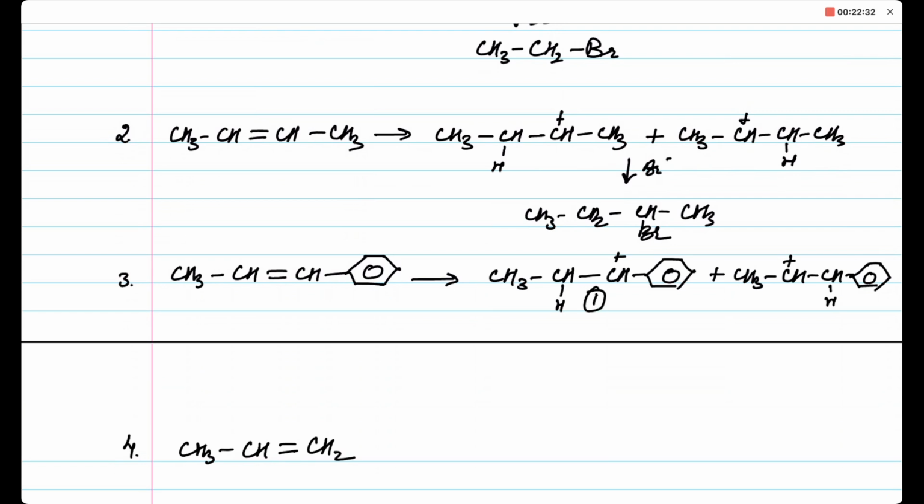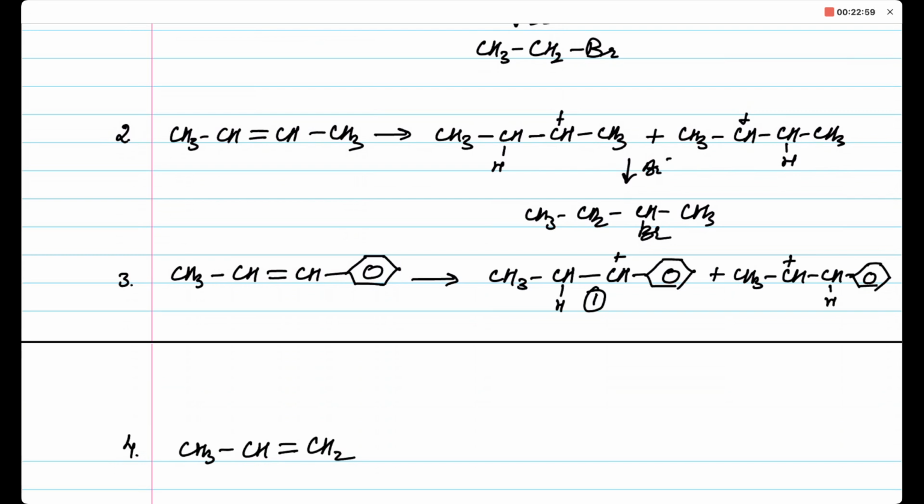here the stability of the carbocation is decided by mainly three factors. The first factor is whether it is aromatic or not. Second factor, whether it is conjugated or not. The third factor, whether it is hyperconjugated or not. And there is even a fourth factor, which could be called the inductive effect. The plus I effect stabilizes the carbocation, that is, electron pushing groups stabilize the carbocation.